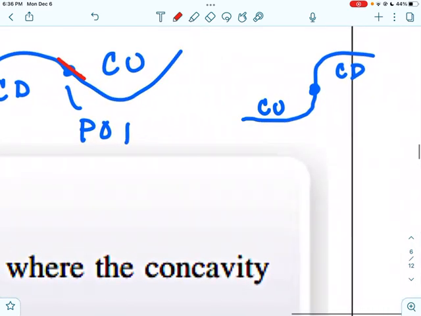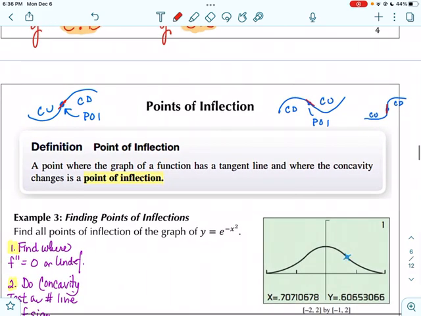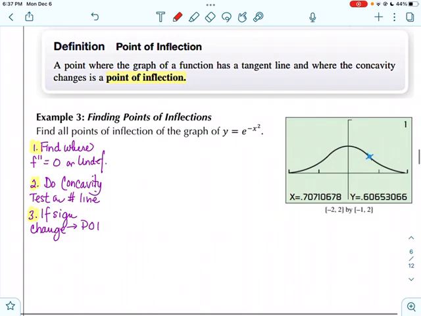But for this last one, for the point of inflection, you may have a vertical tangent where the slope is undefined. So there's always that looming out there. But it's a point where the graph of a function has a tangent line, and where the concavity changes. And that's a point of inflection.